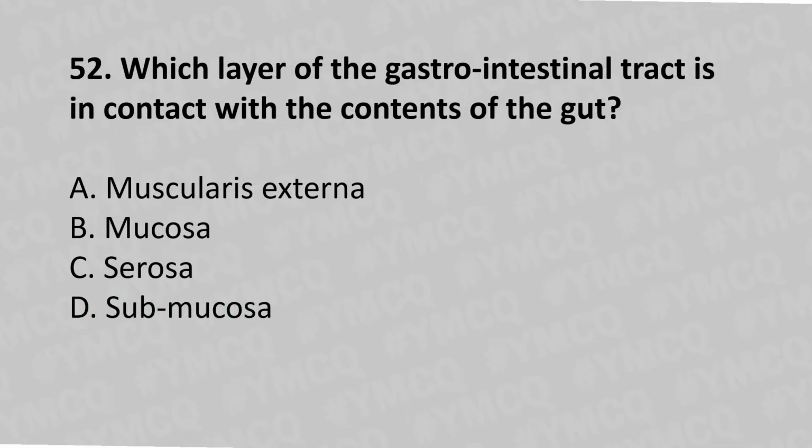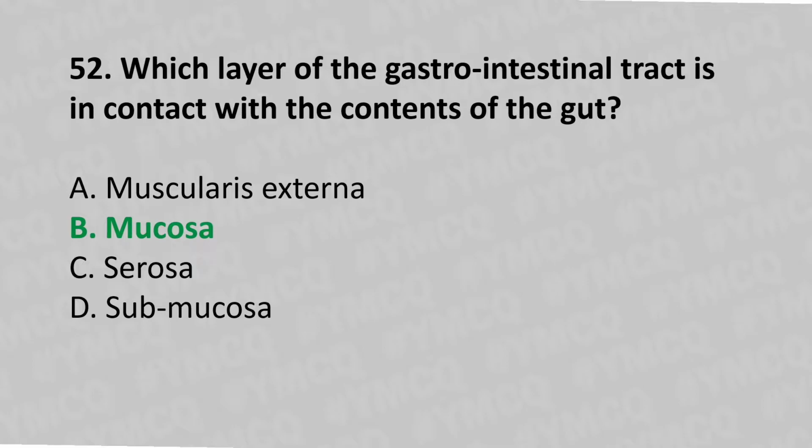Which layer of the gastrointestinal tract is in contact with the contents of the gut? Option A, muscularis externa. Option B, mucosa. Option C, serosa. Option D, submucosa. And the answer is Option B, mucosa.